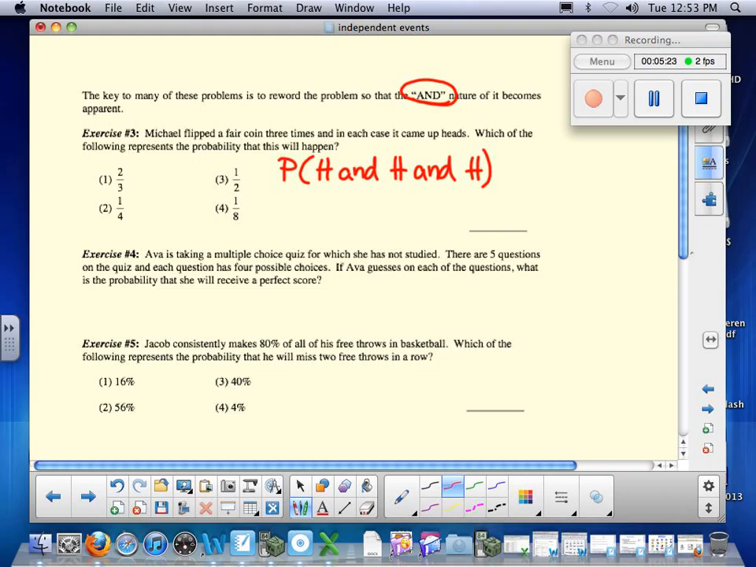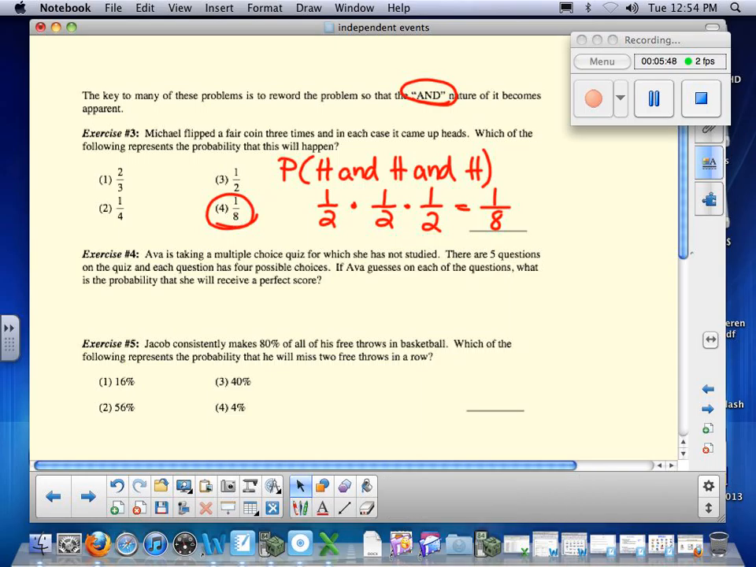So what's the probability that this will happen? What's the probability that he'll get a head the first time? 1 over 2. And the second time? And the third time? And straight multiplication. 1 times 1 times 1 is 1, and 2 times 2 times 2 is 8. So 1/8. The tricky part is finding the and that they're looking for.